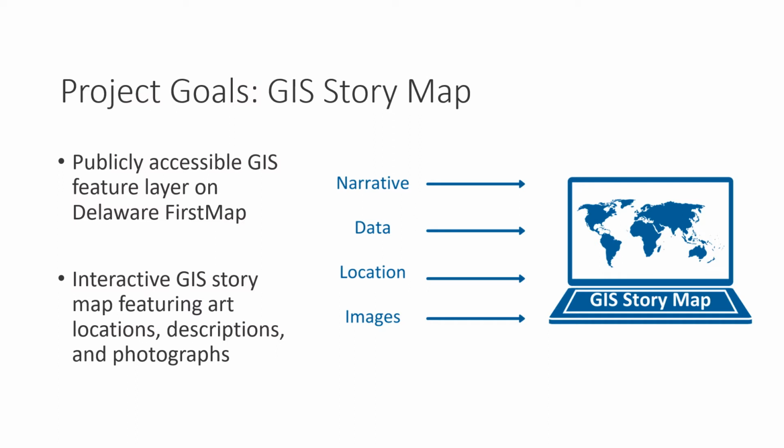The second core component of the project involved turning the data into a feature layer that could be published on Delaware First Map and using this feature layer to create a GIS story map that we could share with the public.